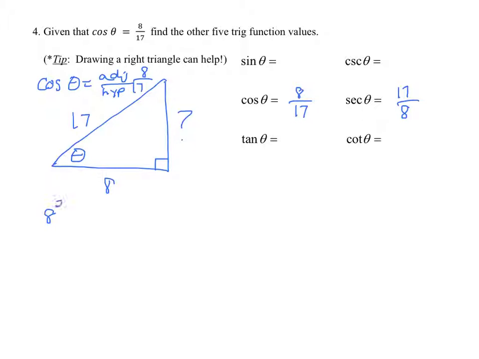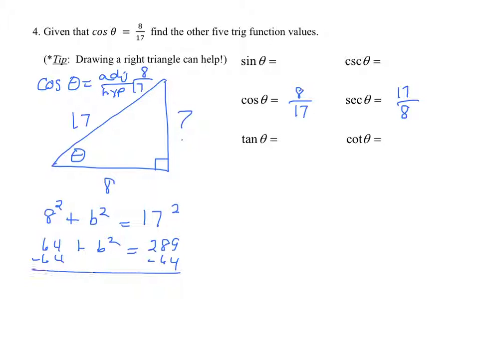8 squared plus b squared is equal to 17 squared. So 64 plus b squared equals 289. So I'm going to subtract 64. So b squared is equal to 225. B is going to equal the square root of 225, which is nice. It's 15. So blam, we can get the rest.